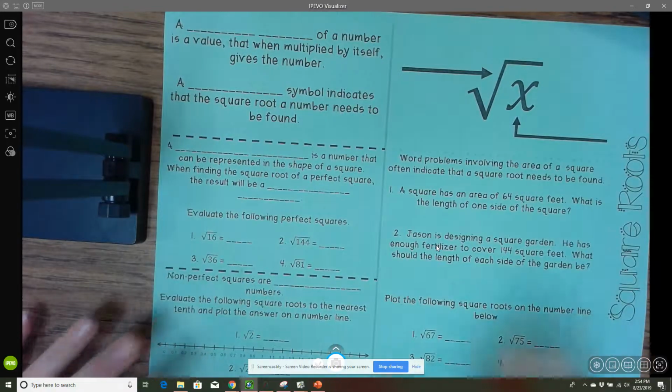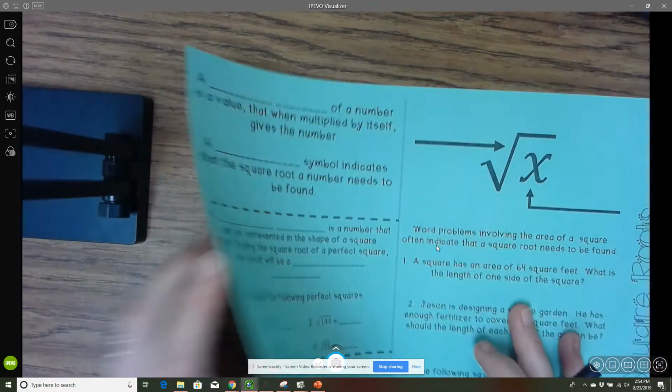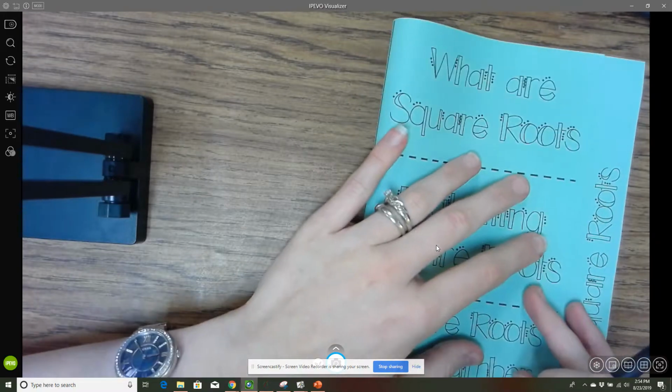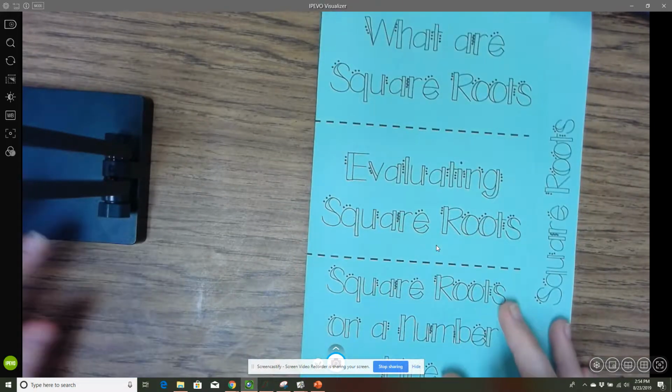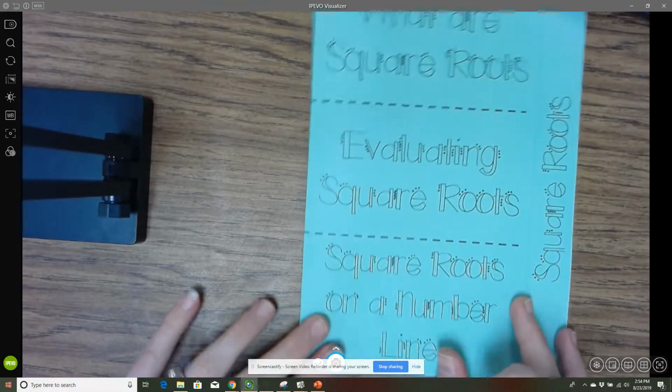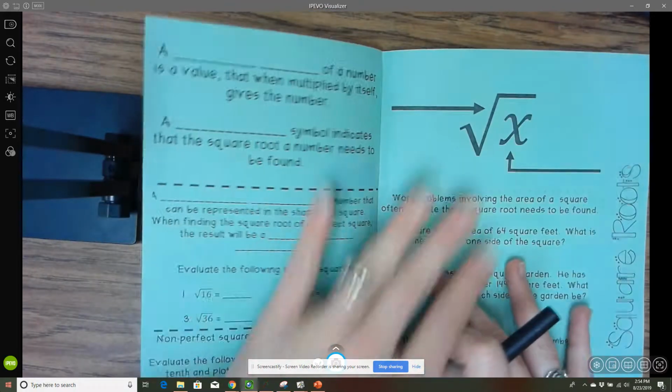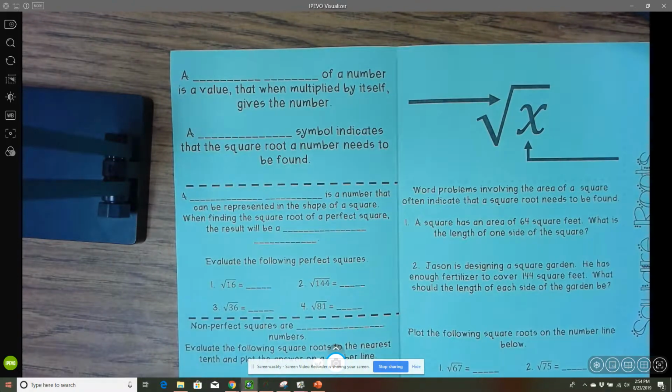This video is for the square roots foldable. On the front of this, we're going to talk about what square roots are, evaluating square roots, and square roots on a number line. The first part of this is vocabulary.